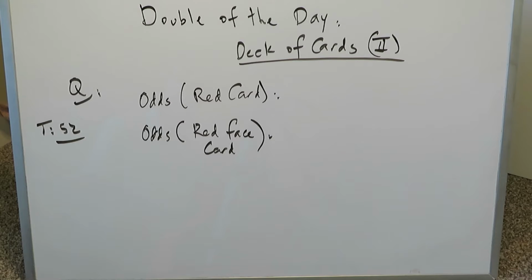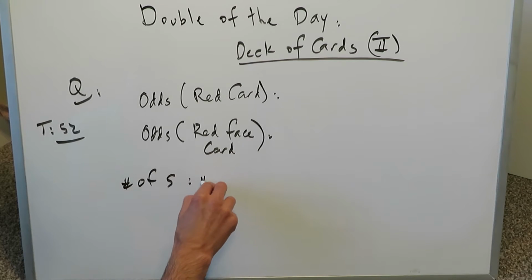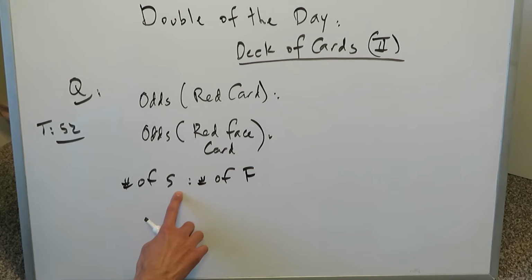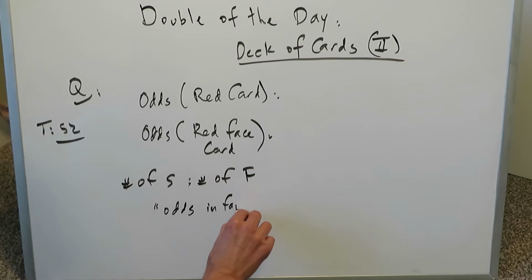Odds are basically a ratio of integers such that you are looking at a ratio of the number of successes to the number of failures. And let's abbreviate. The number of successes to the number of failures is the odds of a chance occurring, meaning odds in favor of an event occurring. And that's what we're looking at, odds in favor of an event occurring.